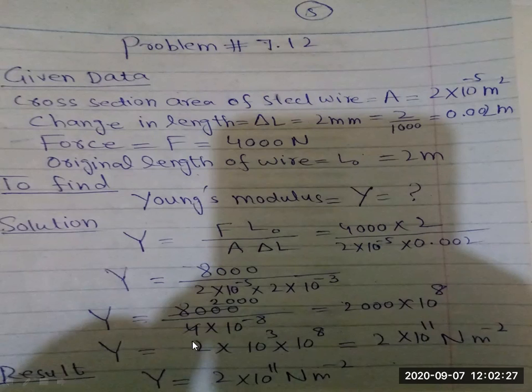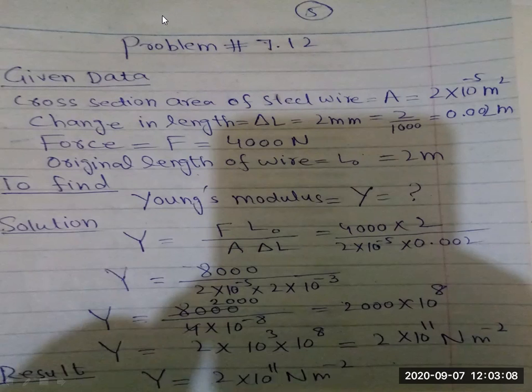So our unit of Young's modulus is Newton per meter square. You know the length unit is meter, and this delta length unit is also meter, so these meters will be cancelled out. Force unit is Newton and area unit is meter square. If you take this on the top, it will be Newton per meter square. Our result is Young's modulus is 2 into 10 to the power 11 Newton m minus 2. Young's modulus is 2 into 10 raised to the power 11 Newton per meter square.